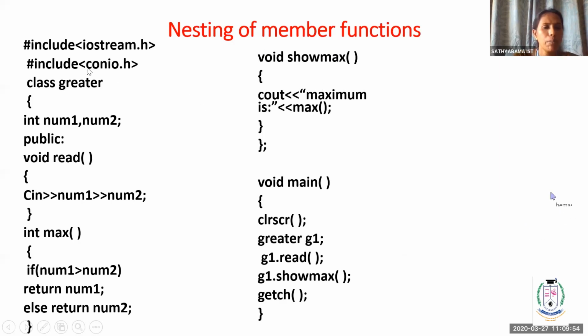Now coming to the nesting of member functions. Nesting of member functions means that inside one member function, we can call another member function. It's a very simple one. You might have already done the same thing in C programs also.